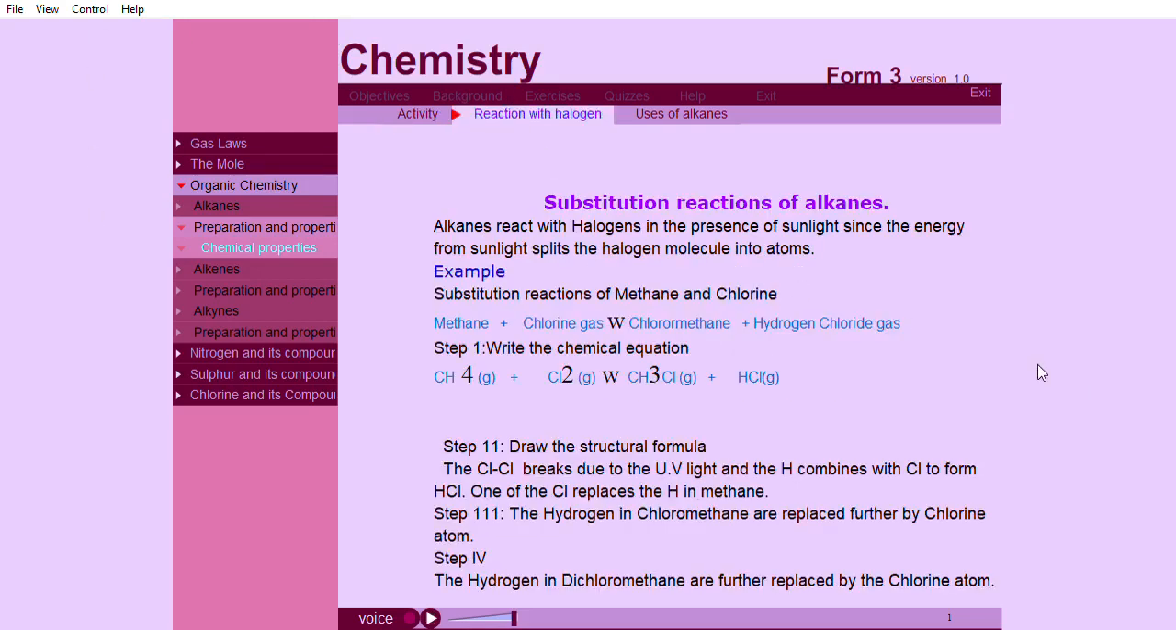Substitution reactions of alkanes. Alkanes react with halogens in the presence of sunlight since the energy from sunlight splits the halogen molecule into atoms. Example, substitution reactions of methane with chlorine. Methane reacts with chlorine gas in the presence of UV light to produce chloromethane plus hydrogen chloride gas.